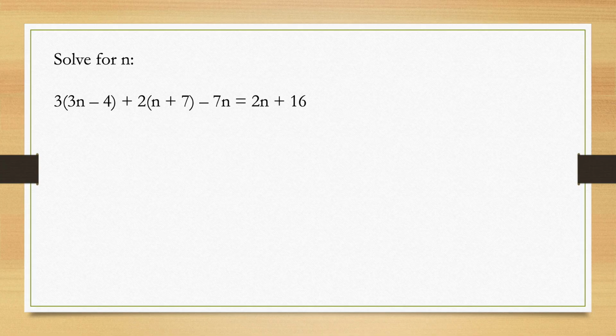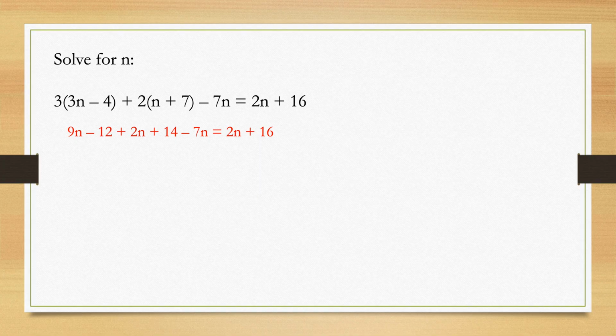Go ahead. Stop and start, of course. Okay, so I need to do some distributing here. That gives me 9n minus 12 plus 2n plus 14 minus 7n is 2n plus 16. So far, I'm looking pretty good with my work there.